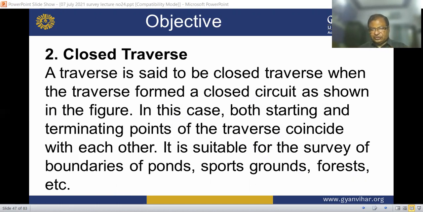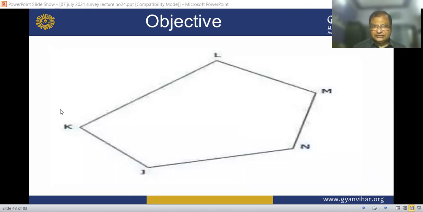A traverse is said to be a closed traverse when it forms a closed circuit, as shown in the figure. In this case, both the starting and terminating points of the traverse coincide with each other. So it is suitable for the survey of boundaries, ponds, sports grounds, forests, etc. This is a closed circuit.